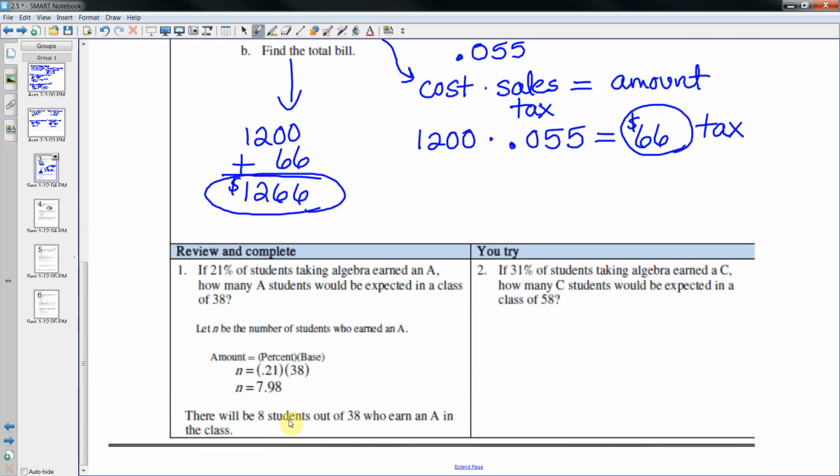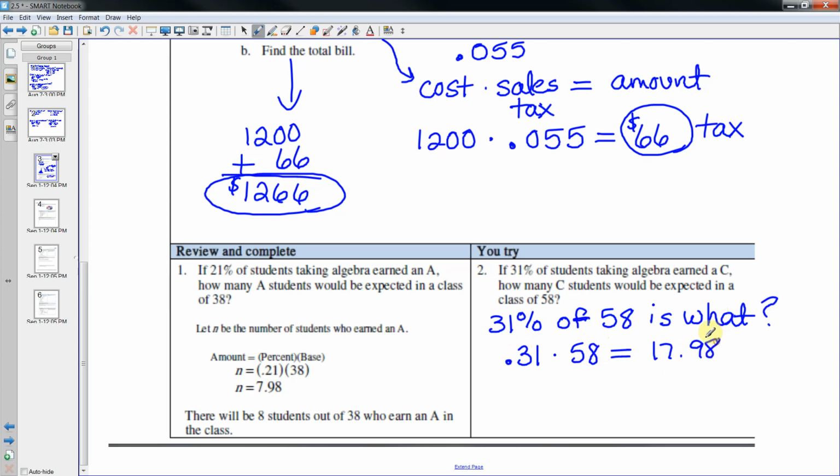Okay, here's another good one. If you've got 31% of your students taking an algebra class earned a C, in my algebra class it will be much higher than 31%. How many C students would you expect in a class of 58? So we're trying to figure out how many, or 31% of our 58 students is what number? So 0.31 times our 58 equals, I got 17.98 students. So roughly 17 students are going to get C's in that class.